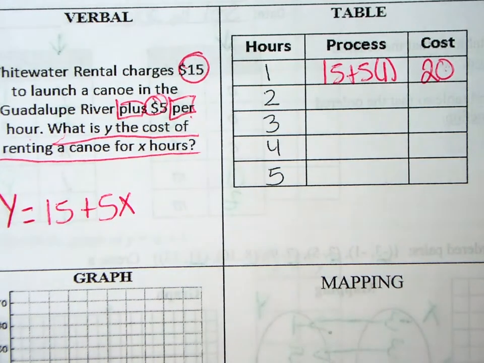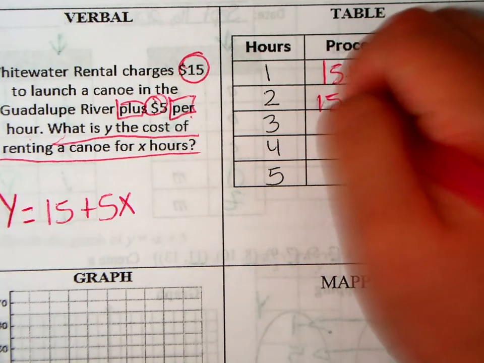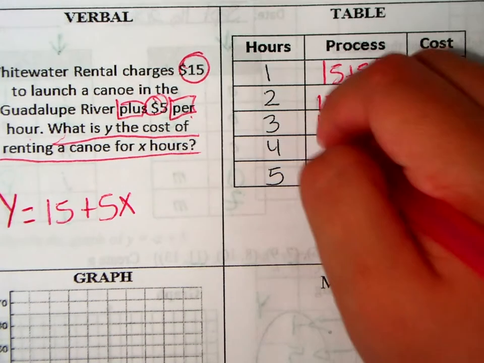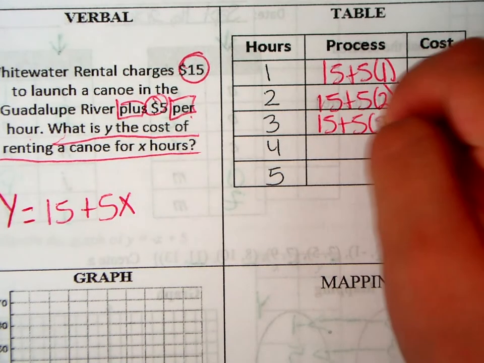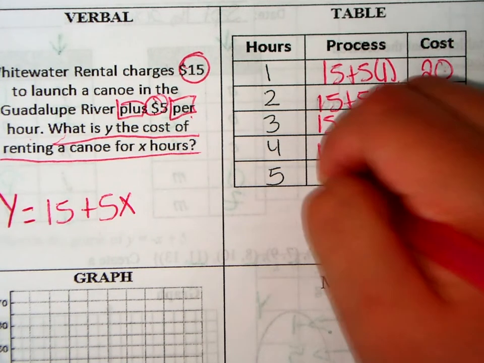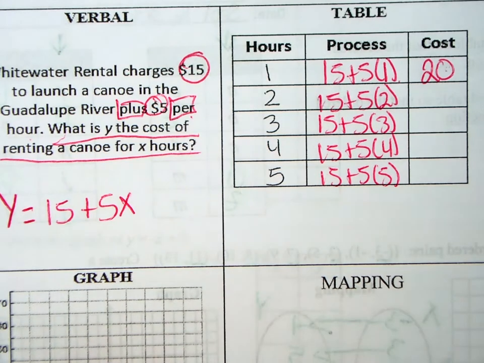So we're going to keep this process, but instead of 1, the next time we're going to have a what? Perfect. And then keep going. We're just going to fill out that process part first. There you go. So now that you have the process filled out, let's fill in the cost.